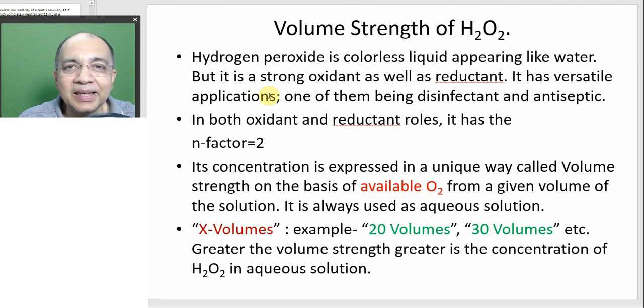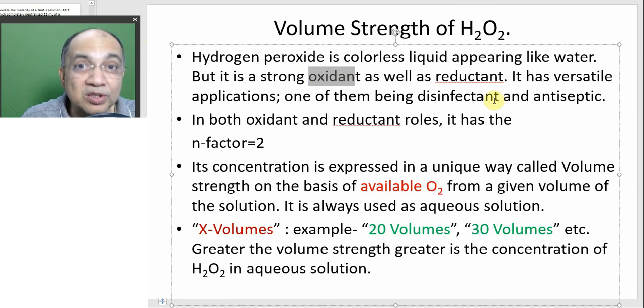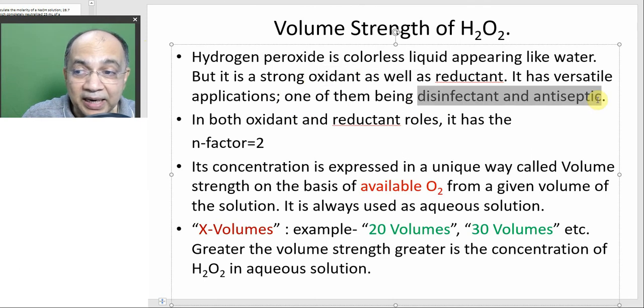Let us now study a completely new thing. It is another concentration term we had not discussed so far. That is volume strength of hydrogen peroxide. Hydrogen peroxide is a liquid, looks like water, but it is marketed as an aqueous solution. It is mixed with water and available as a dilute solution. H2O2 is a strong oxidant as well as a reductant for some reactions. In day-to-day life, it helps mankind as a disinfectant and antiseptic.